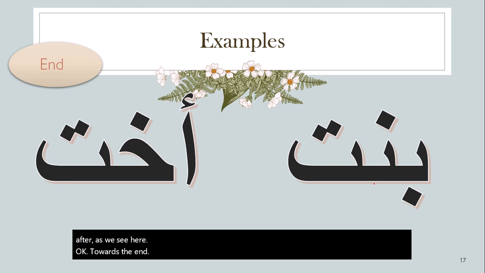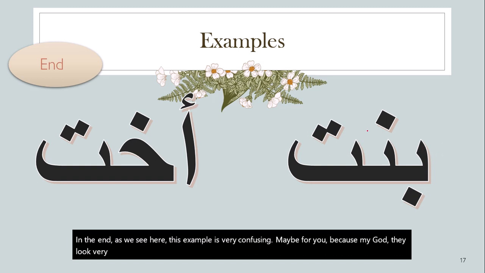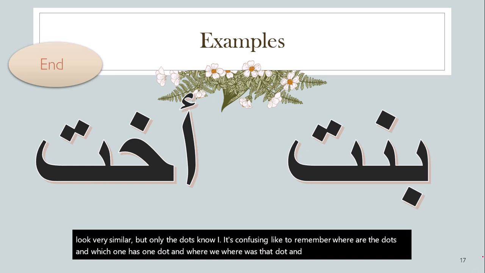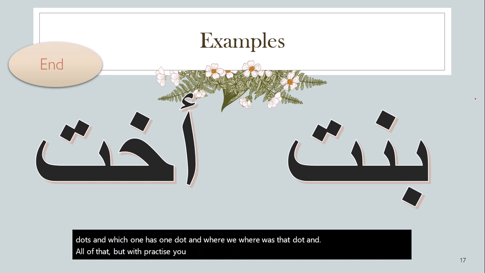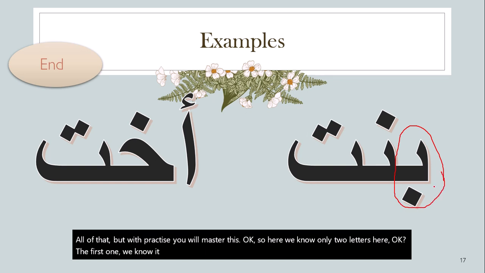In the end, as we see here, this example is maybe very confusing for you, because oh my god, they look very similar, only the dots. I know it's confusing to remember where are the dots and which one has one dot and where was that dot and all of that. But with practice you will master this. So here we know only two letters. The first one we know it. Let's try to remember it.